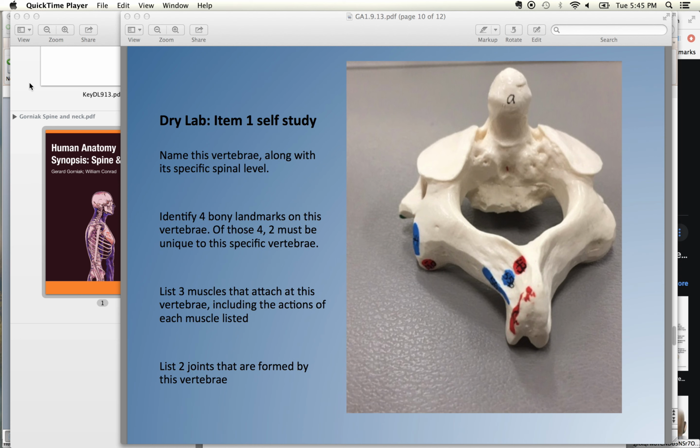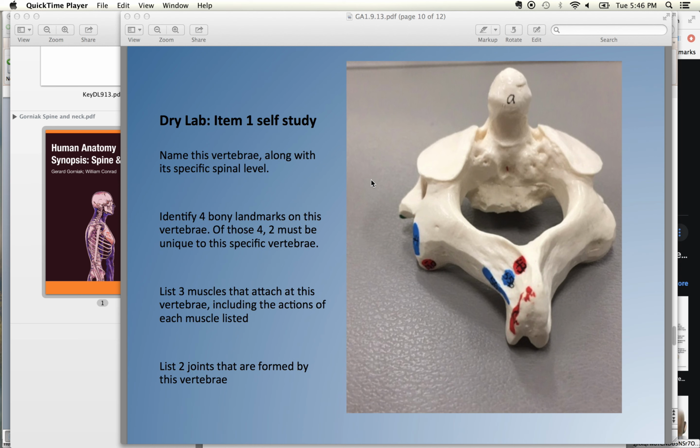So for item 1, name this vertebrae along with its specific spinal level. And this is the axis vertebrae at level C2. And this is a very unique vertebrae. You can see a lot of features going on. And the next question here is to identify 4 bony landmarks on this vertebrae. And of those 4, 2 are to be unique to this vertebrae. So knowing this is C2, we're looking for those specific landmarks that are true to the cervical spine.